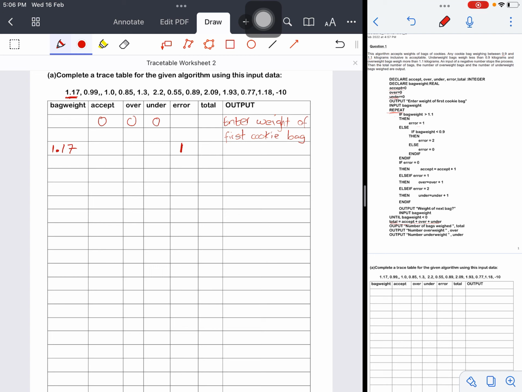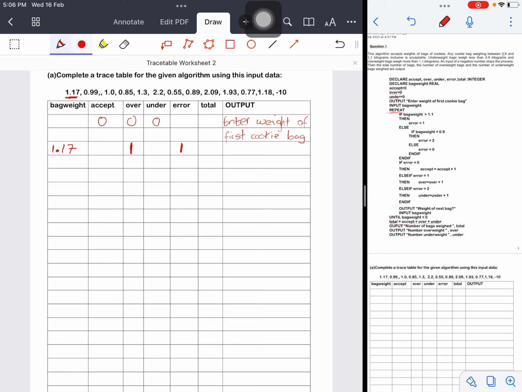So now we jump all these ones and we move to the next statement where it says if error is zero. Now error is not zero, error is currently one. Then we jump that one and it says else if error is one. So if error is one, then over is equal to over plus one, and the moment over is zero, so zero plus one is one. Okay, so that is already happening.